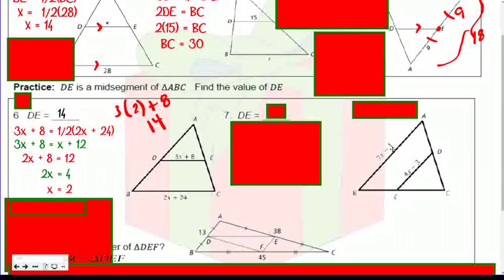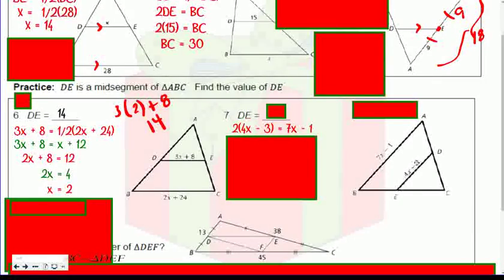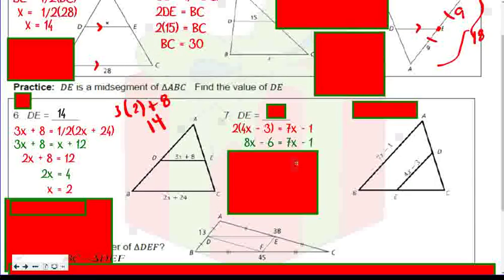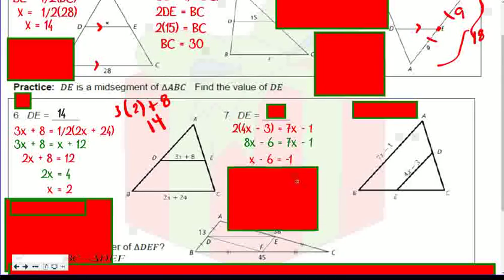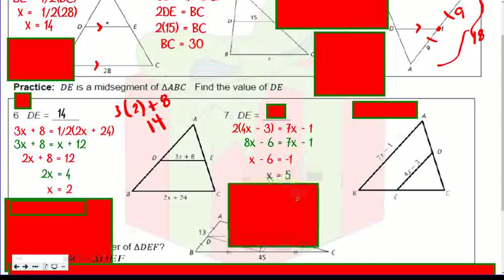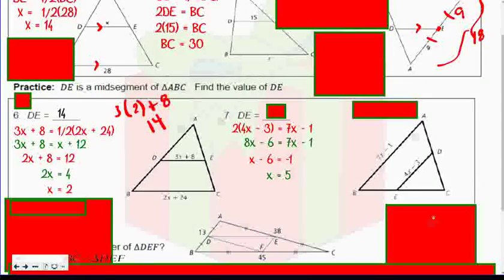I should do the other one where it's 2 times DE is equal to AB. Just use the other rule. So now I've got 8x minus 6 equals 7x minus 1. Subtract 7x, then add 6. So now I get that x is 5.